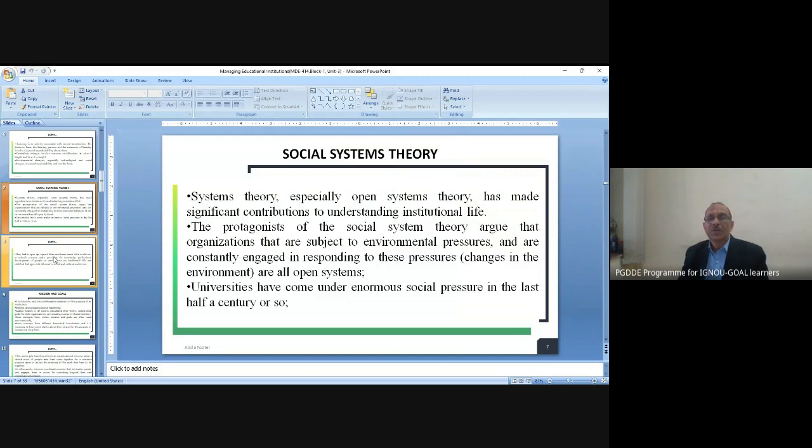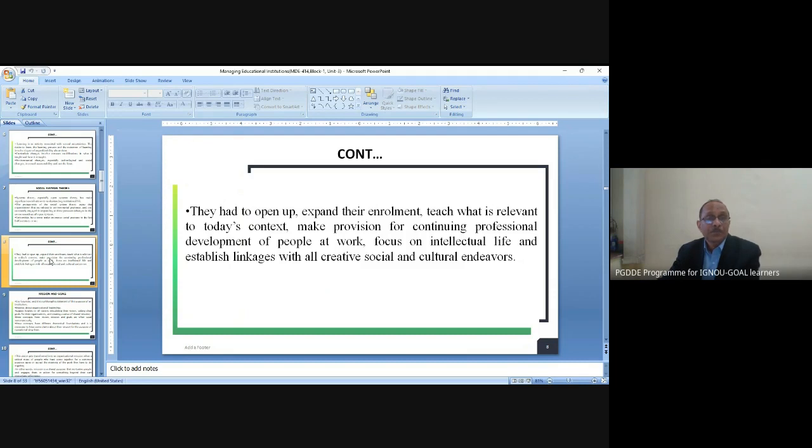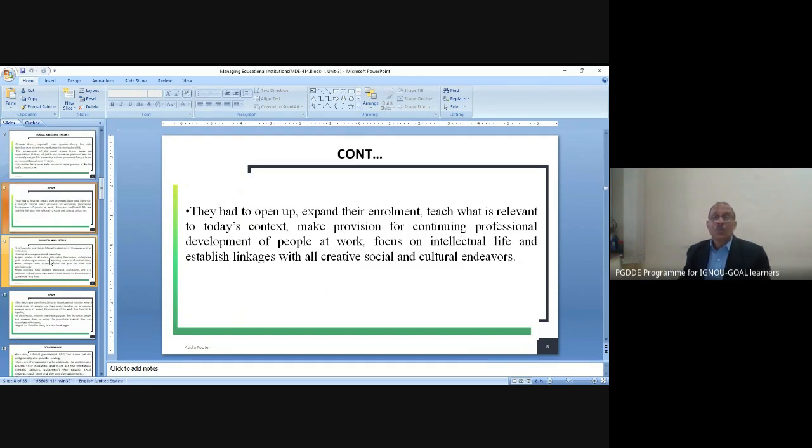Universities have come under enormous social pressure in the last, guess what? University education has to undergo a change. They are changing, but still there is a long way to go. They have to open up institutions, expand their enrollment, even college or schools, teach what is relevant. You have been teaching something and you want to continue with that, choice is yours. You as a college, your university wants to teach the same old thing what you have been teaching for the last 40, 50 years.